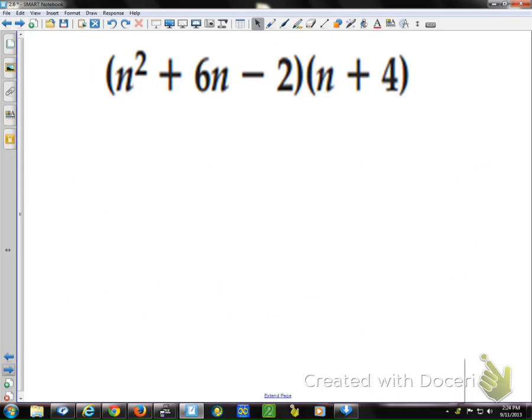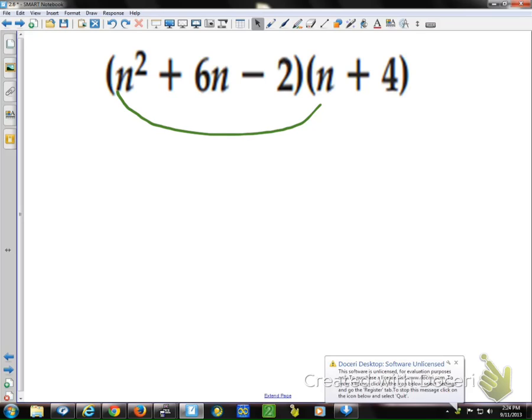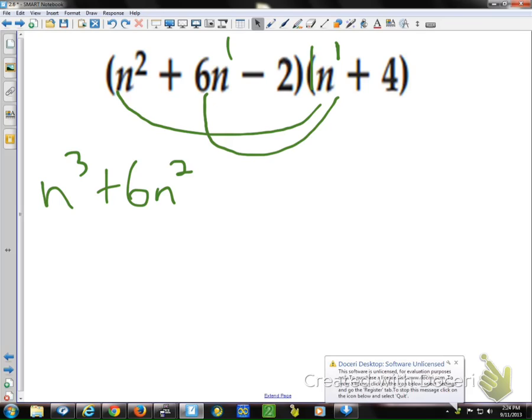Brooklyn, I think you're going to help me with this one. What's n times n squared? Close. You have to add the exponents. There you go. N to the 3rd power. Now what's n times 6n? First do the numbers in front. 1 times 6. Okay. N times negative 2. Very good. Negative 2n. Now we've taken the n by all 3 pieces.